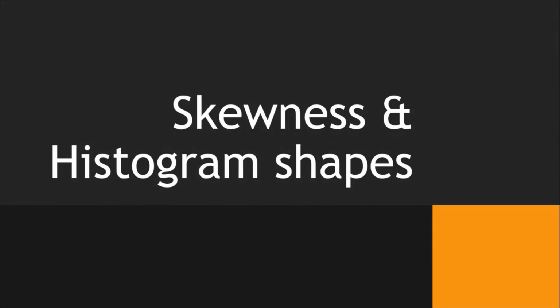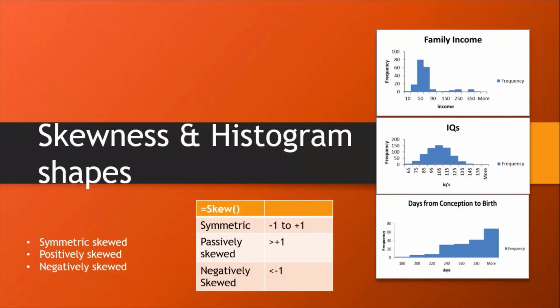Now when we talk about histograms, there are things like skewness and histogram shapes. That is very important to understand. Skewness and histogram shapes: there can be symmetrically skewed. If you see this data, this is symmetrically skewed. The maximum value is in between and the data reduces on both sides. This is a symmetric distribution.